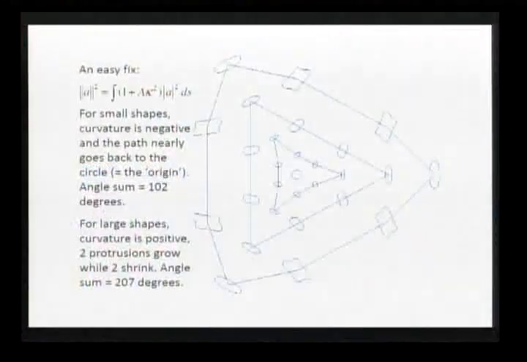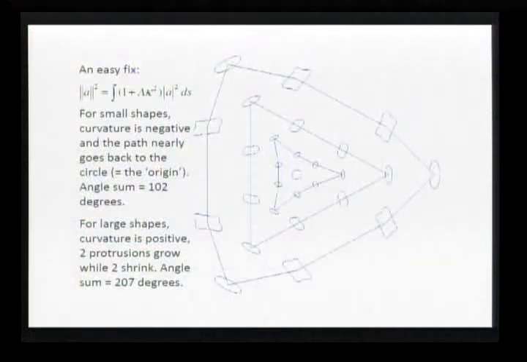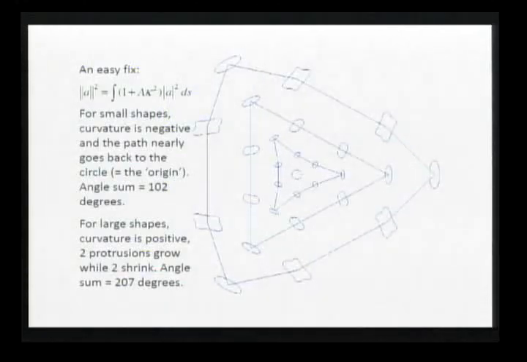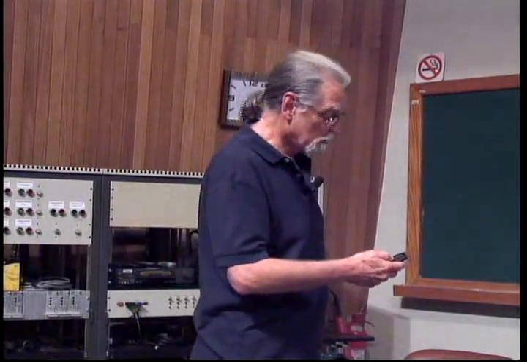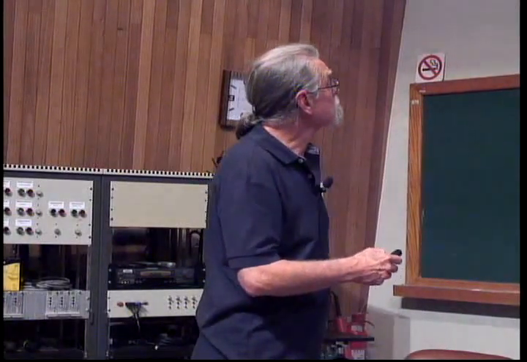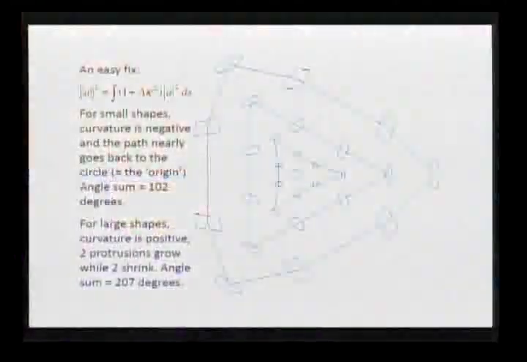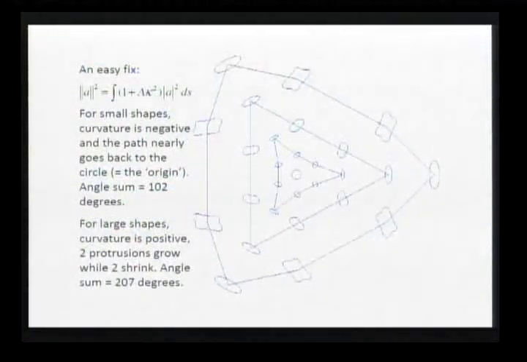One thing I like to try to do is to get a sense of the geometry of what's going on. So this was a little experiment. There's an easy fix to make the metric not collapse, which is to replace the metric by throwing in this factor, which says that if you go through things with high curvature, the length is penalized. It's longer. And this fixes it, and now there really is a nice path length metric. But this has the effect that if shapes are large, the curvature becomes positive. If shapes are small, the curvature becomes negative.